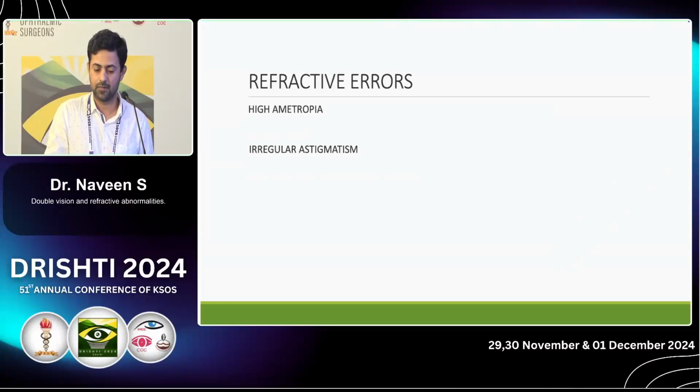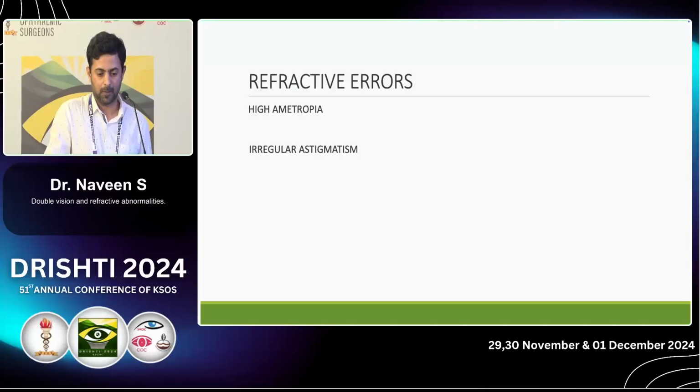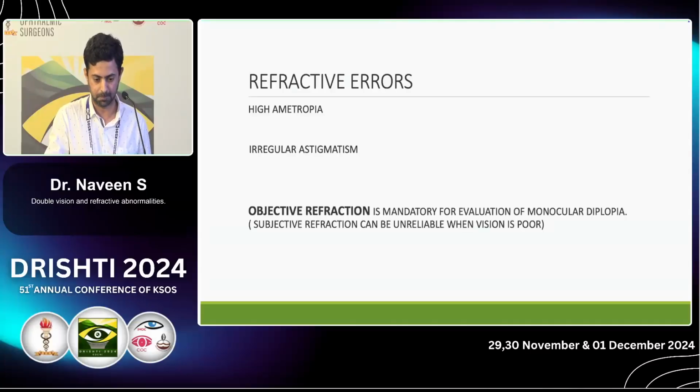So the refractive errors which can cause diplopia can be a high ametropia or irregular astigmatism, as in this case. Anisometropia can cause aniseikonia in cases and even cause binocular diplopia. So the take-home message in this case is objective refraction is mandatory during the evaluation of binocular diplopia, because subjective refraction can be unreliable, especially when the vision is poor.